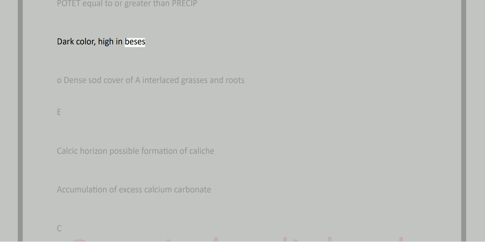A: dark color, high in bases, dense sod cover of interlaced grasses and roots. E: calcic horizon. Possible formation of caliche, accumulation of excess calcium carbonate.